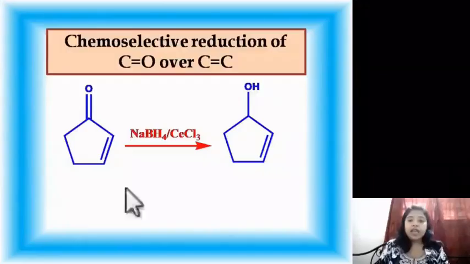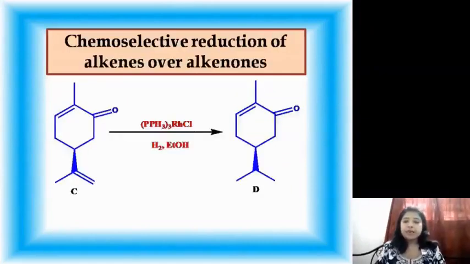And in case of a regioselective reaction, there will be one functional group and there will be two options for the reactant to attack, and one site will be attacked in predominance, or preferred over the other site. Now, after discussing this, let us come to another chemoselective reduction process: of alkenes over alkenones.